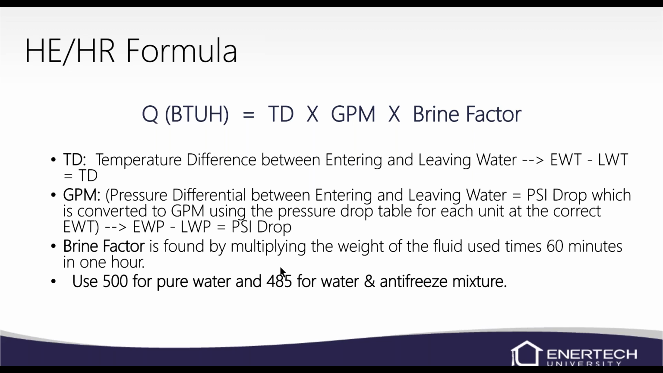We'll go through an IOM here, and we'll go through some practice exercises together and look at the IOMs and see what we got. Brine factor is found by multiplying the weight of the fluid times 60 minutes in an hour. Just use 500 if you have straight water, so if you have an open loop or you're in the Caribbean or somewhere where you're not worried about the water dropping below 30 degrees. If it's got antifreeze in it, we'll use 485.